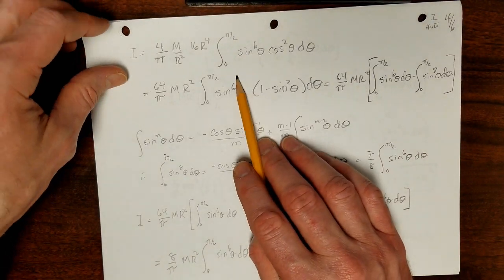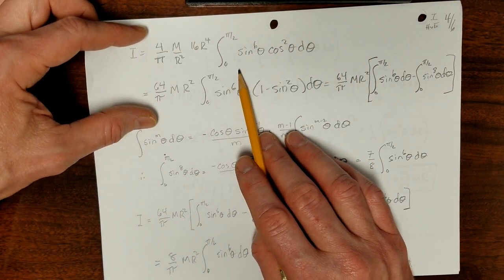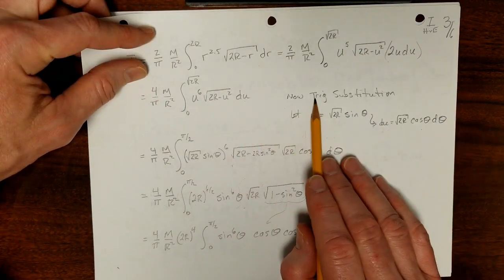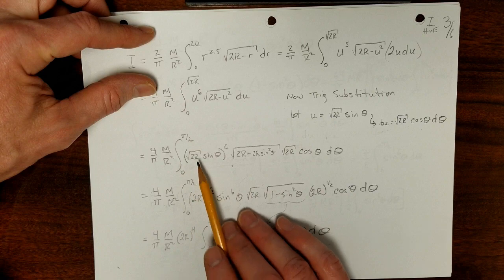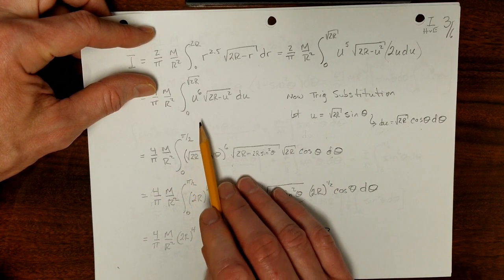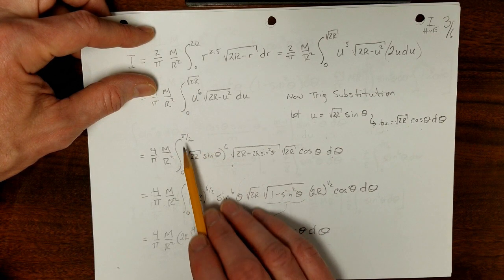And it comes down to this. Because I've made, let's back up for just a second here. So I'm now doing a trig substitution, and so I now have it in terms of theta. And my limits of integration now go from 0 to pi over 2.